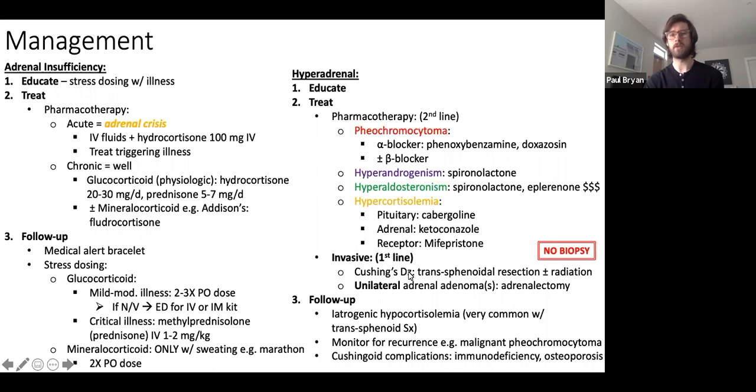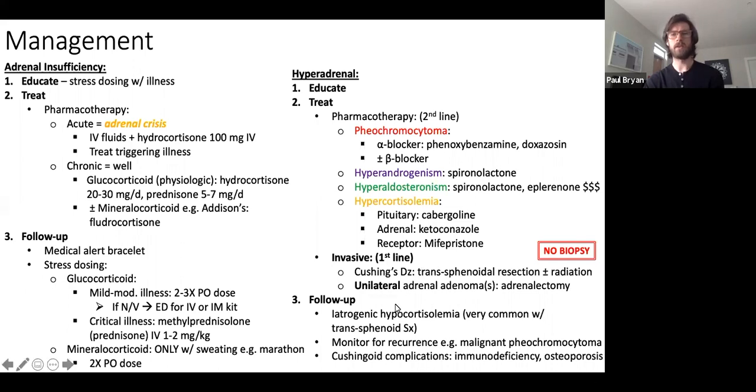So if you made a diagnosis of Cushing's disease, remember how I said the pituitary is very close to the sinuses, to the sphenoid sinus, they can actually do a transsphenoidal resection. And then sometimes they do need to use radiation as well to consolidate the treatment for Cushing's disease and get rid of that pituitary adenoma that's producing ACTH.